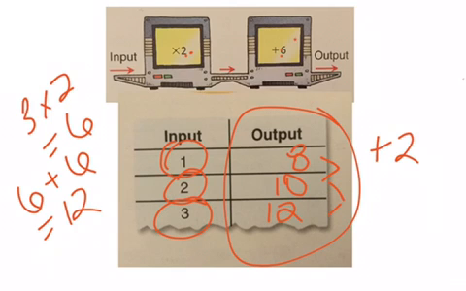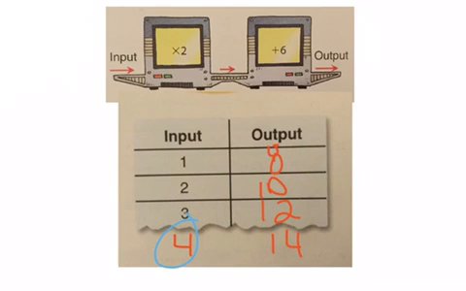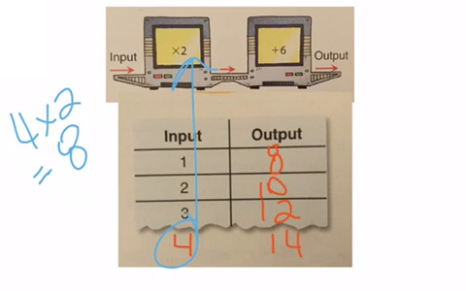So we could look at this chart and predict that if our input was 4, our output would probably be 14. And then we can test our theory by applying the rule. If we take 4 and we multiply it by 2, 4 times 2 is 8. If we add 6 to 8, we get 14. So our rule holds up.